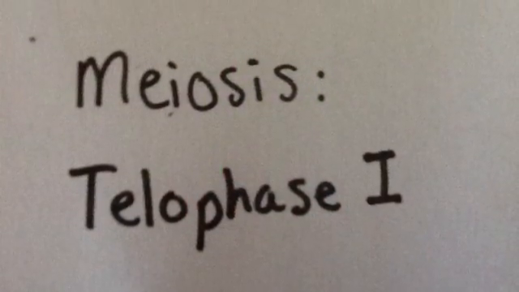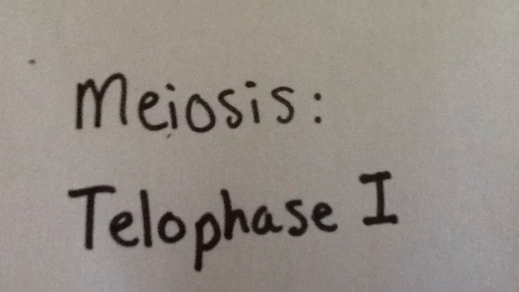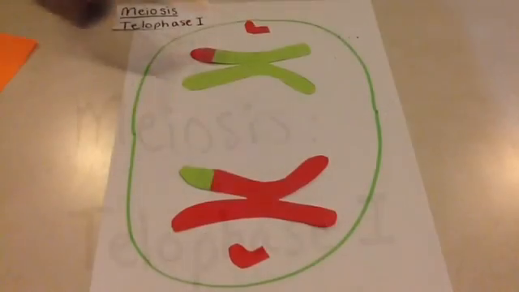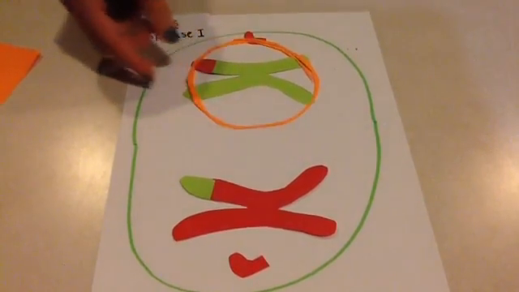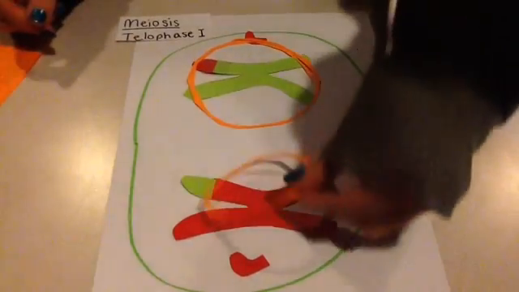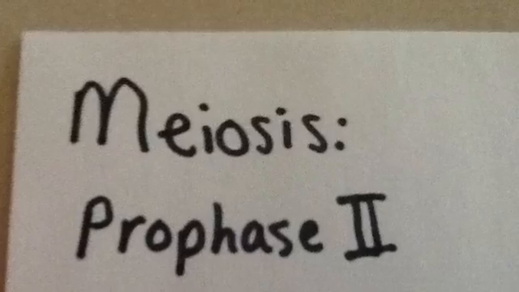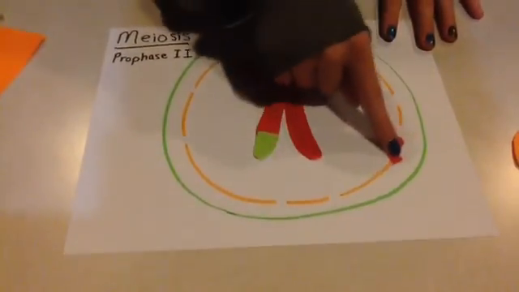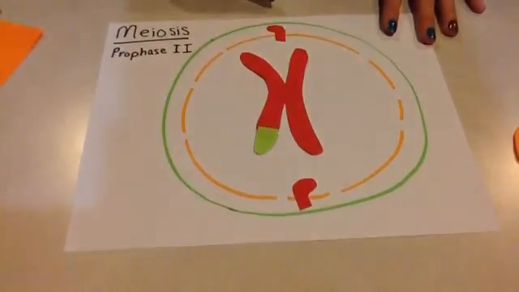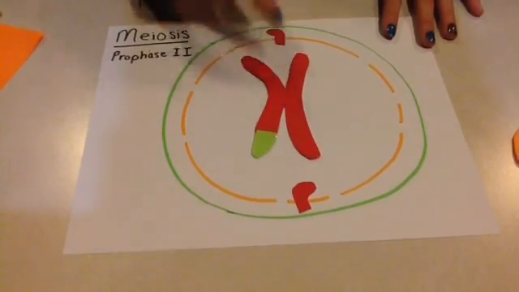In telophase 1, 2 nuclei form. All the chromosomes are still duplicated, which means they still have 2 sister chromatids. The cell needs to break them up, so the second division will begin. Let's focus on just one division. In prophase 2, the spindle fibers move to opposite sides and hook to the centromeres.